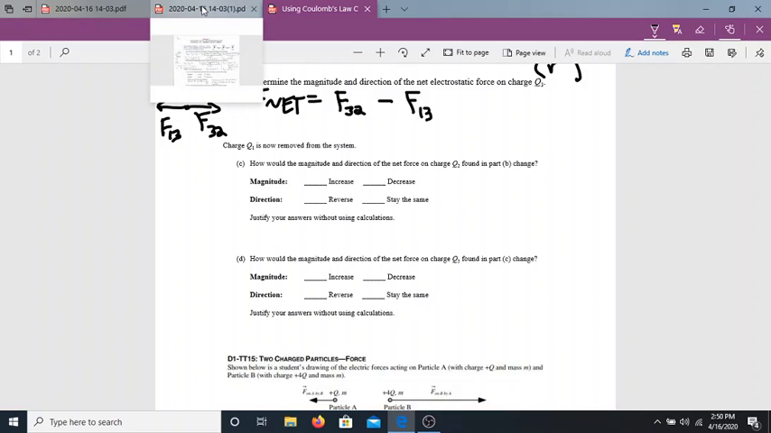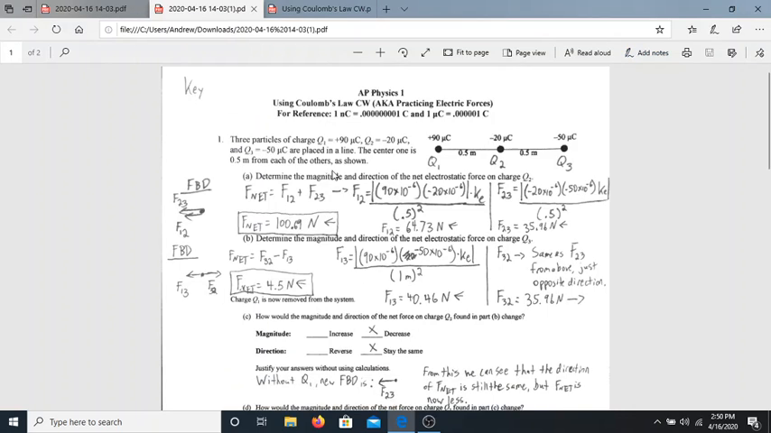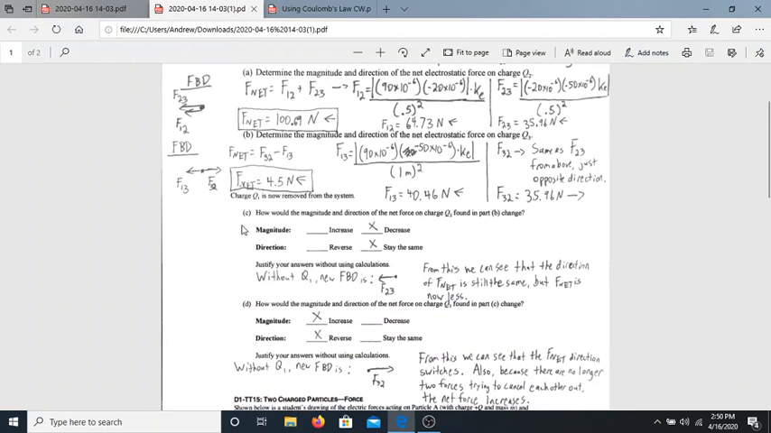All right, so let's see what you thought. Looking at part C, let's start by just talking about the middle charge, charge Q2.